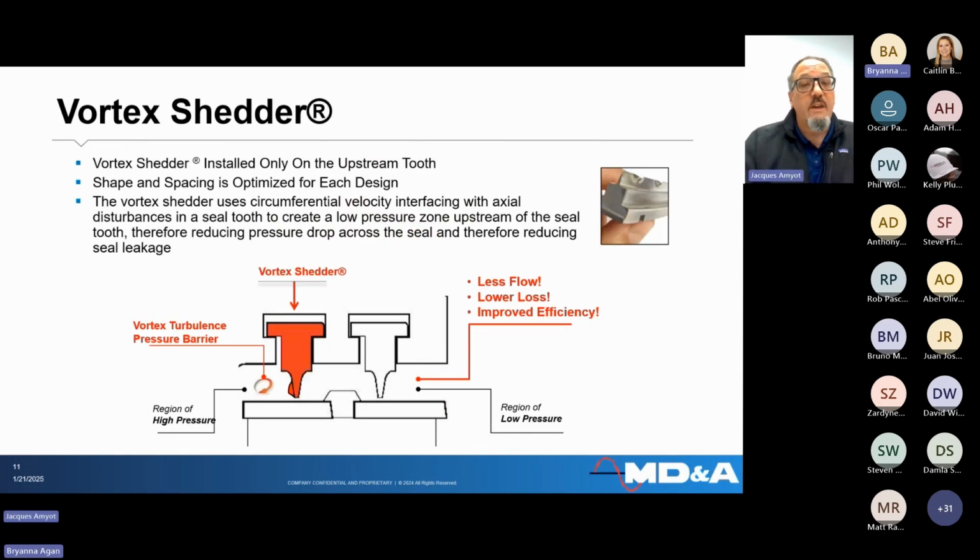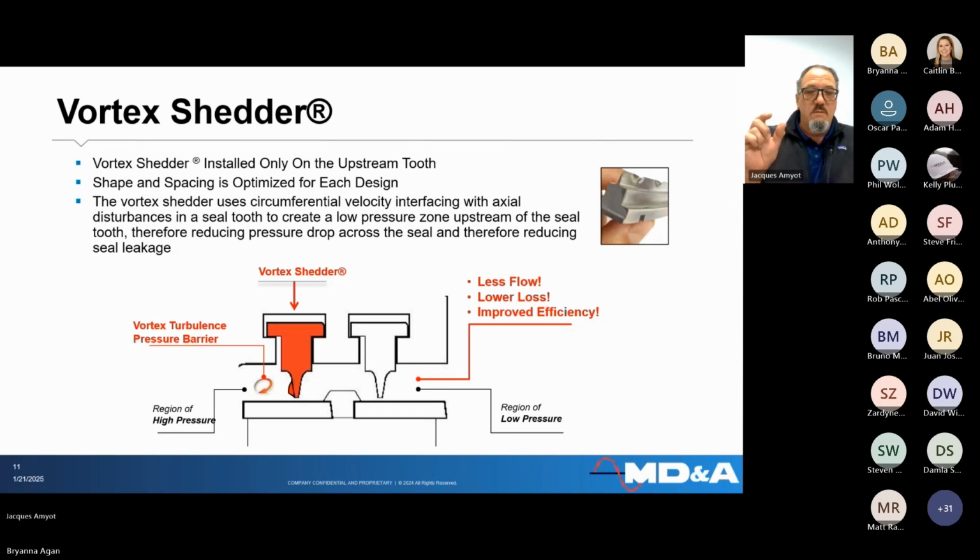The vortex shedder, again, operates over the blade tips. That uses a different technology. Essentially, the vortex shedder is installed upstream of the tip seal. The shape and the spacing of the vortex shedder is optimized for each design based on standard rules that we've learned over the years. Essentially, the vortex shedder shape is like a wave almost in the seal tube, and that is spaced at certain intervals around the circumference of the seal.